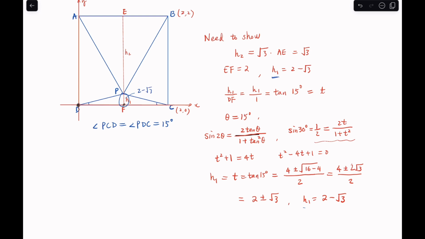So h2, of course, the magnitude is going to be square root of 3. And by the symmetrical property, we know that this is an isosceles triangle here, and the height equals square root of 3. So we conclude that the triangle ABP is regular. Now, that's an analytical geometry method. We use algebra and trigonometry. Now, how do we prove this using a pure geometry method? That's for the next video.